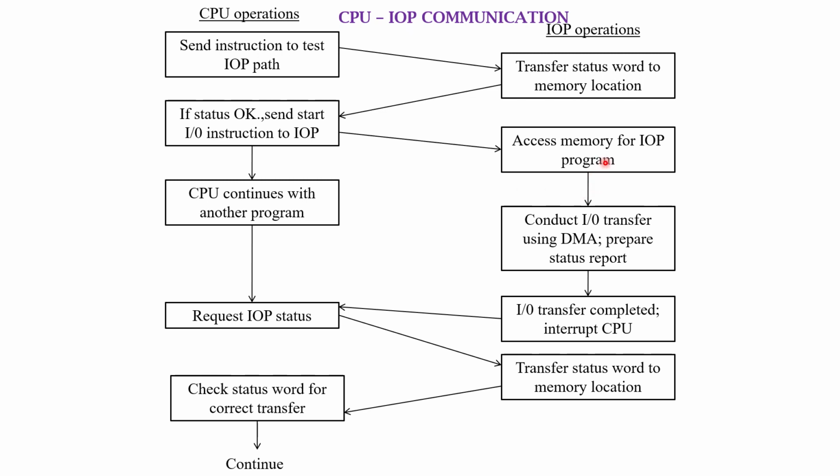Then the IOP accesses memory for the IO program. So the communication takes place with the help of the shared memory concept. Then it finds the IOP program, conducts the IO transfer using DMA, and finally it prepares a status report. Then after the completion of the IO transfer, it interrupts the CPU. Then the CPU requests the status. It transfers the status to the memory location and the CPU checks the status word for a correct transfer. Like that it continues the process.